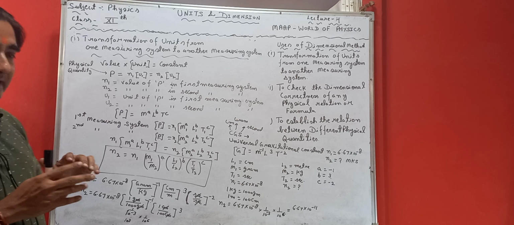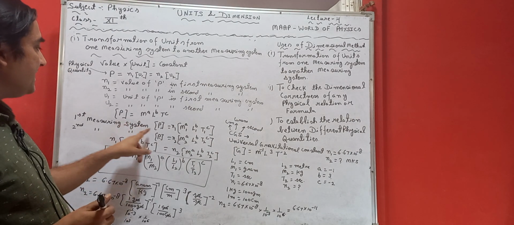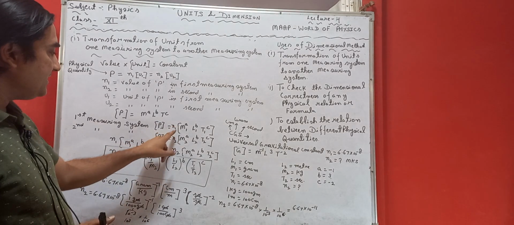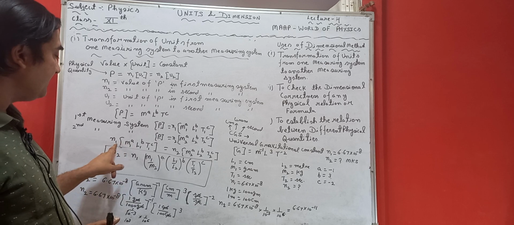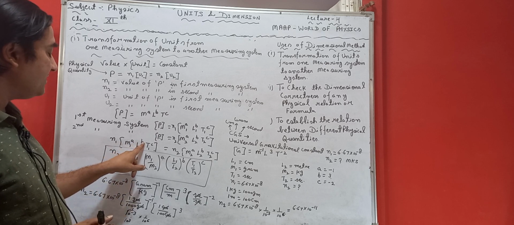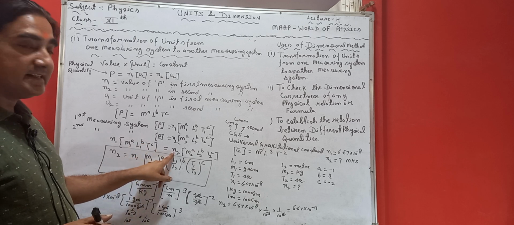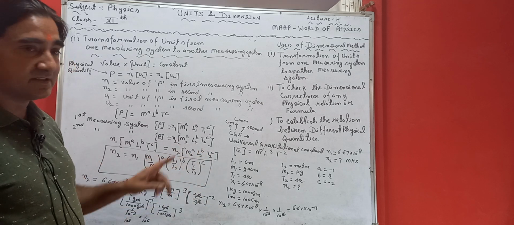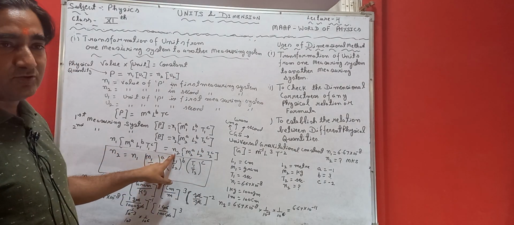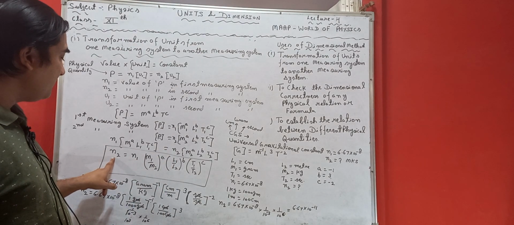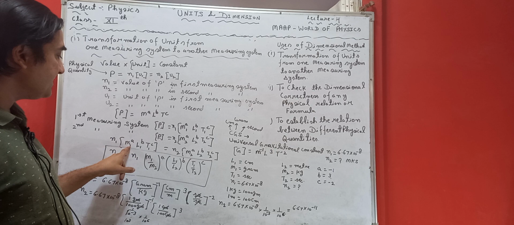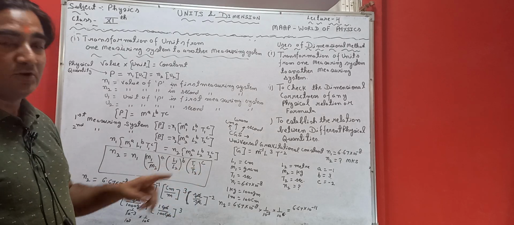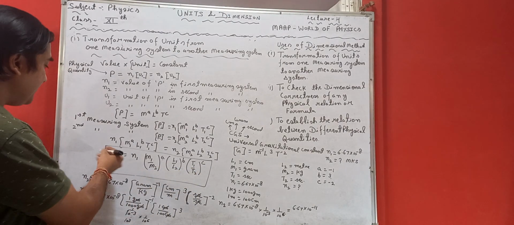Again, the physical quantity is not going to change, so we can equate these two equations. So n1 M1^a L1^b T1^c is equal to n2 M2^a L2^b T2^c. Suppose n1 is known and n2 is unknown. We can calculate the value of n2 by transferring these terms: n2 = n1 (M1/M2)^a (L1/L2)^b (T1/T2)^c. So this becomes the formula.